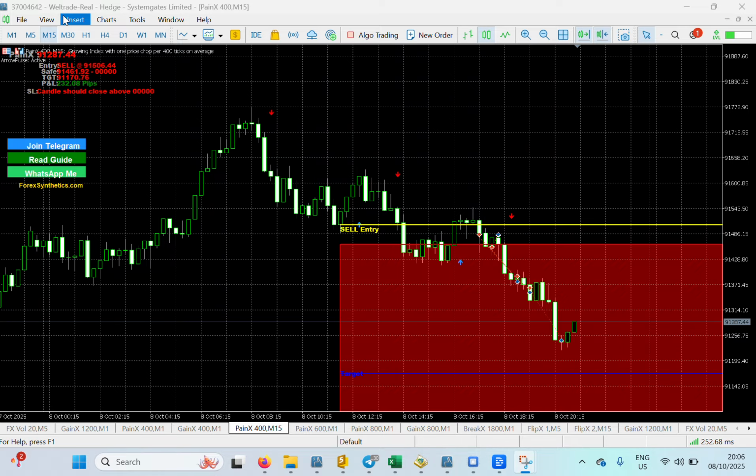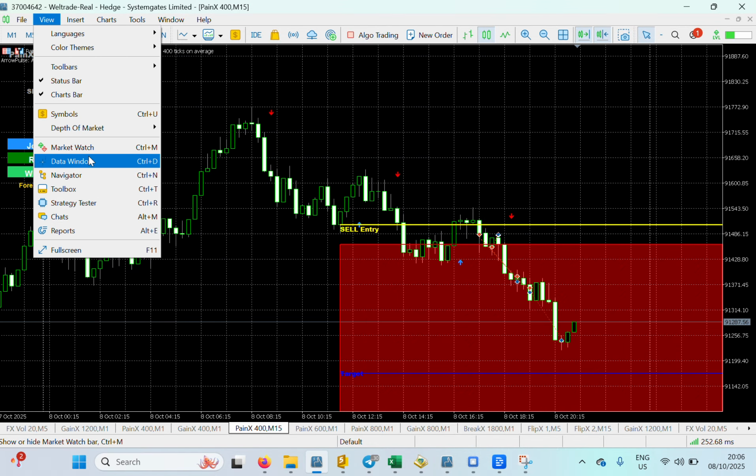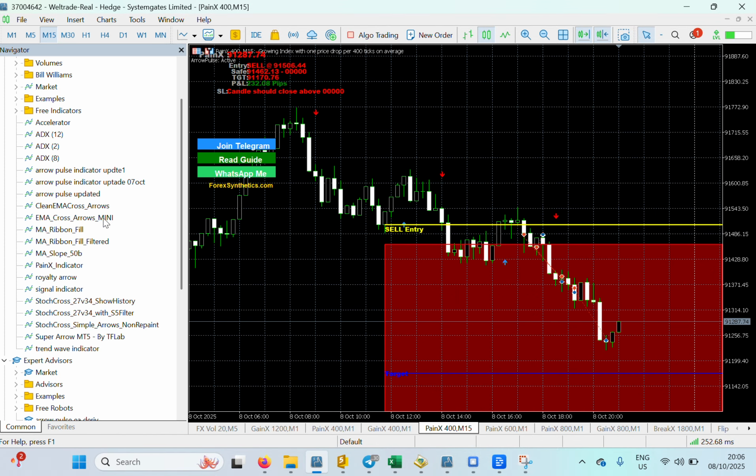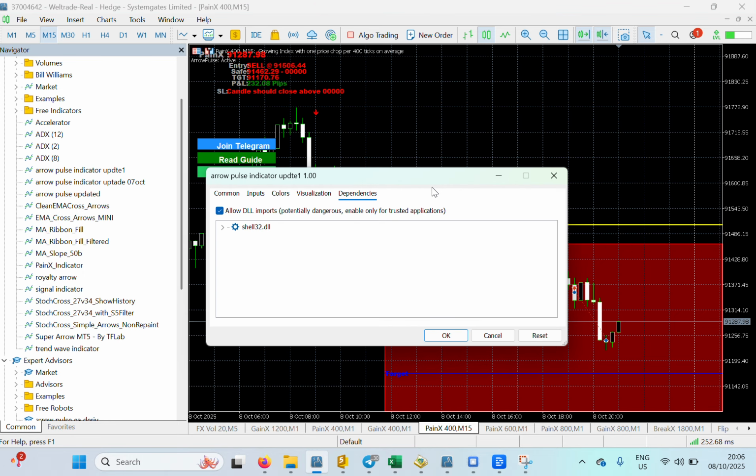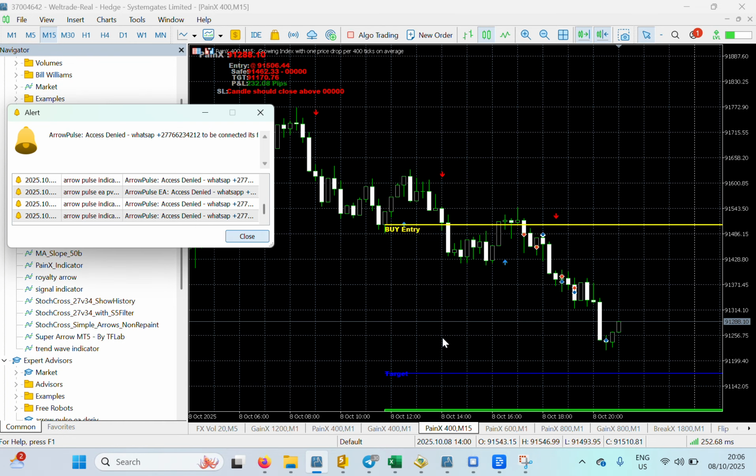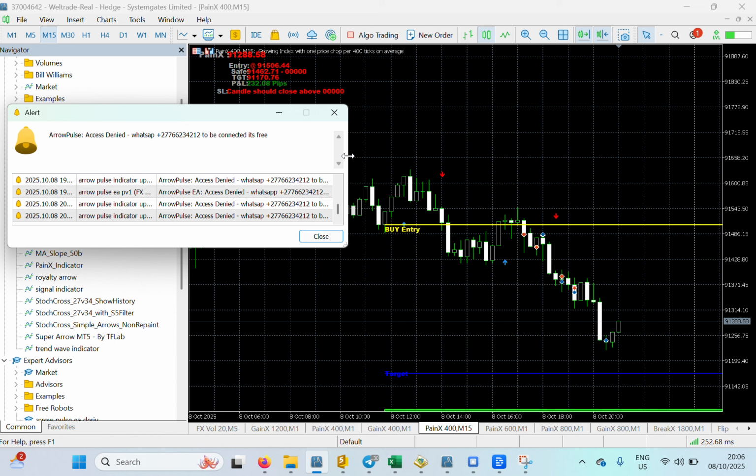For example, this account, I just removed it from under the link, so I want to show you how the indicator will behave if you are not under our link. You can see that the indicator will tell you that you must WhatsApp me, so that I can add you under our link and you can use the indicator for free.